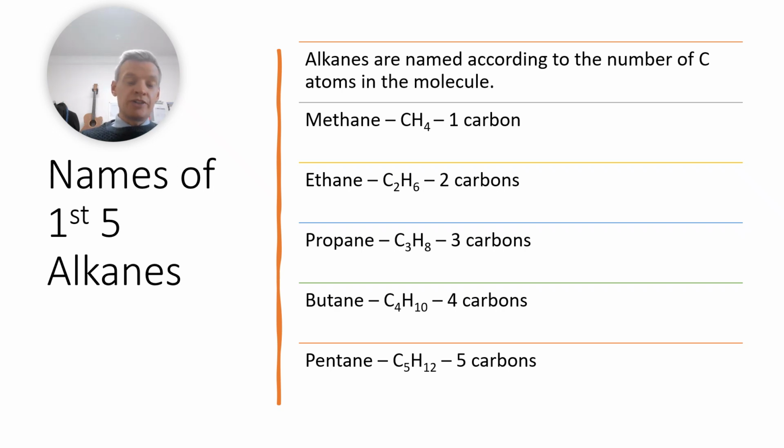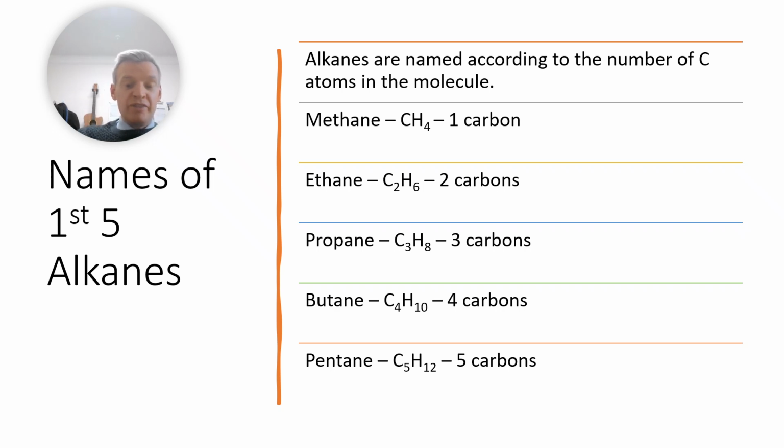Right, so now we know what a hydrocarbon is, we can start to look at the alkane family in a little bit more detail. So we're going to look at how to name the first 5 alkanes. And alkanes are named based on how many carbon atoms there are in the molecule. So if you look at the list here, we've got 1 carbon, 2 carbons, 3, 4, 5. The first molecule, when it's only got 1 carbon, is called methane. And methane has a formula of CH4, so that's its molecular formula. Ethane, 2 carbons, propane, 3 carbons, butane, 4 carbons, pentane, 5 carbons.